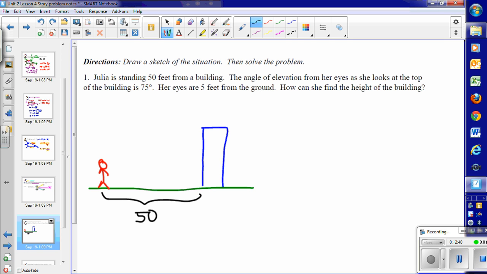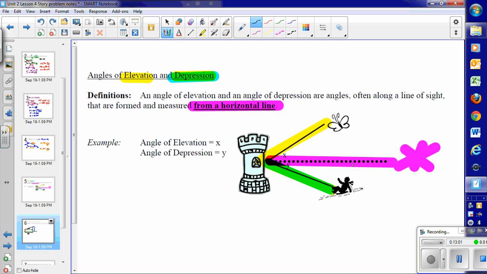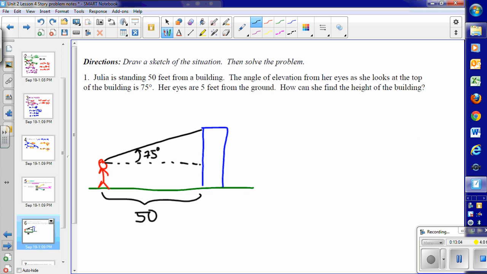The angle of elevation from her eyes as she looks at the top of the building is 75. Now Julia, if she was looking straight ahead, this would be like her line of sight, but she's looking up instead. This angle is the angle of elevation, and that angle is 75 degrees. Not drawn accurately, but good enough for us to do the problem, okay? Her eyes are 5 feet from the ground. So this distance here is 5, which means that is also true over here. That's also 5. You're supposed to figure out the height of the building.